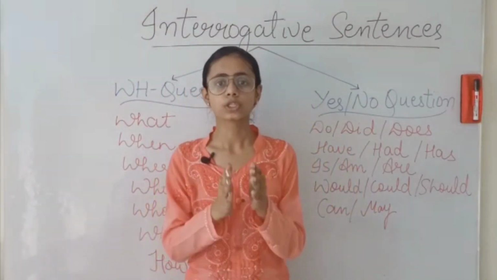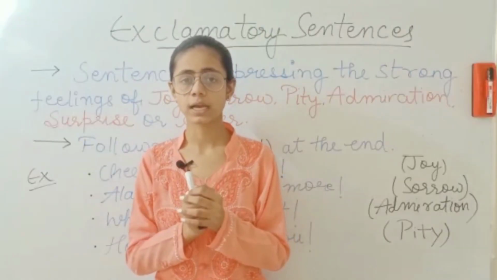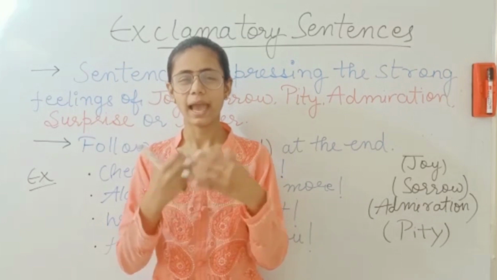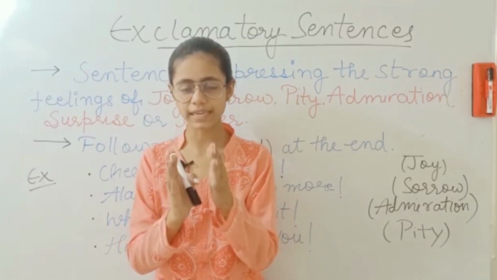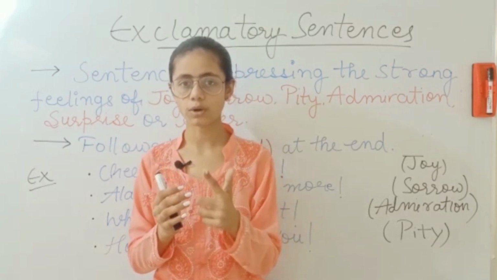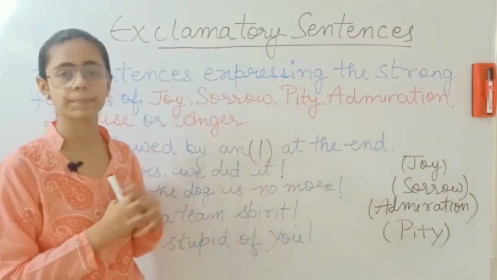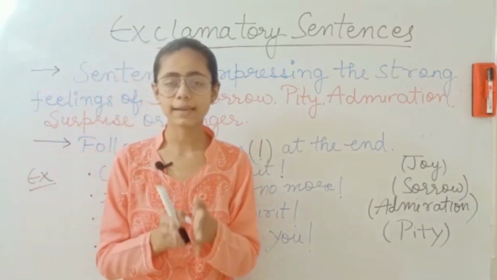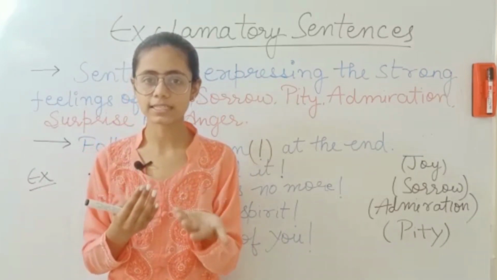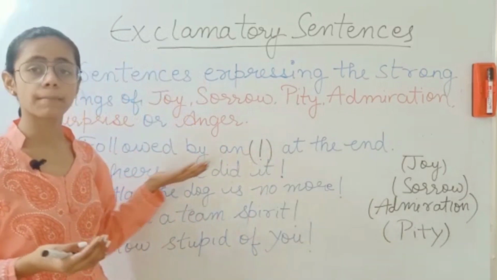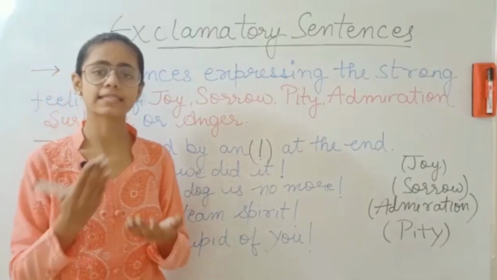Let us now move on to exclamatory sentences. We humans are emotional beings, and that is why we frequently need to express the strong feelings of joy, sorrow, pity, admiration, surprise, and anger. And that is when exclamatory sentences come into use. Exclamatory sentences are always followed by an exclamation mark at the end. Let us now have a look at some examples here.